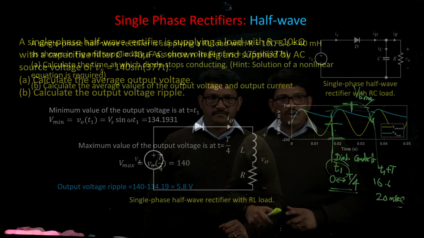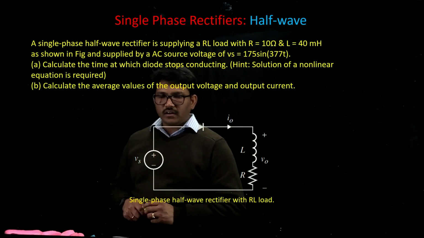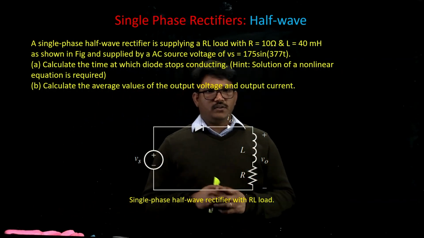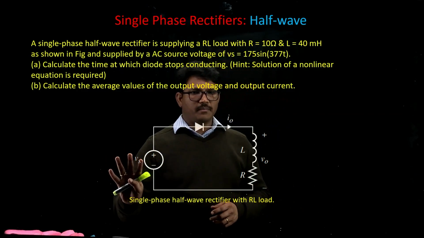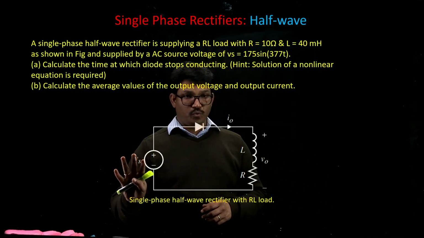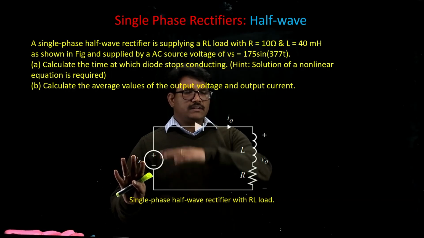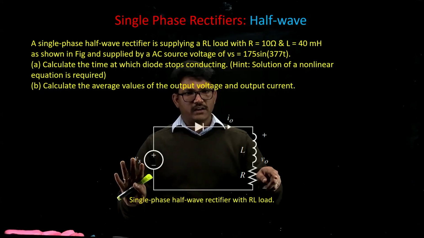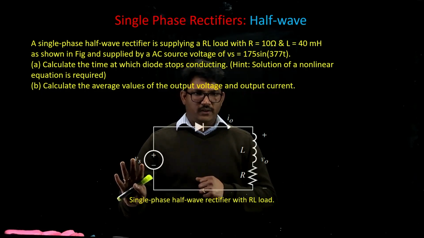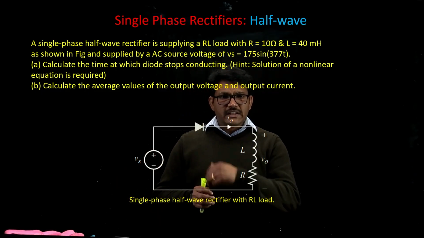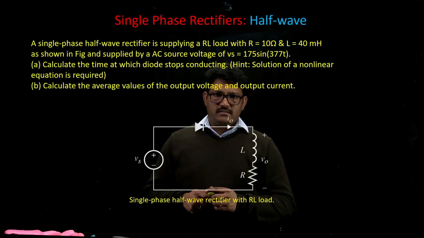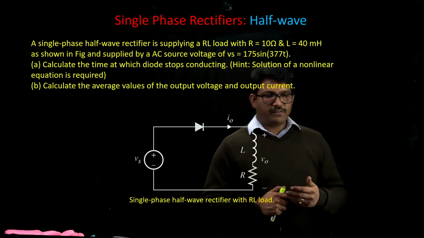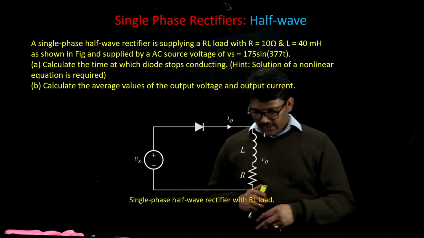Let us solve a problem on a half-wave rectifier which is feeding an RL load. In this particular circuit, we have our source voltage having a maximum value of 175 volts, feeding this half-wave rectifier with an RL load where the value of resistance is 10 ohm and the value of inductance is 40 millihenry. In this case, we want to calculate the time at which the diode stops conducting, and also the output average voltage and the output current.